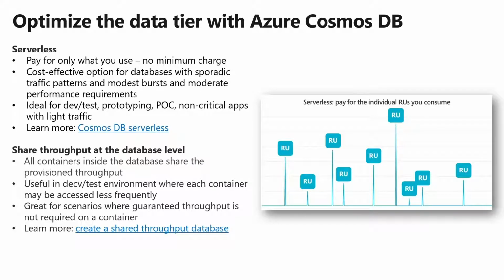You can easily pair this capability with Cosmos DB's serverless option, which ensures no minimum charge for your database and allows you to share throughput across multiple database containers. Keep in mind that the serverless option is more expensive on a per request unit basis than a standard or auto-scaled database, so it should only be used in environments that have light, intermittent traffic, which is why it's perfect for dev test environments.